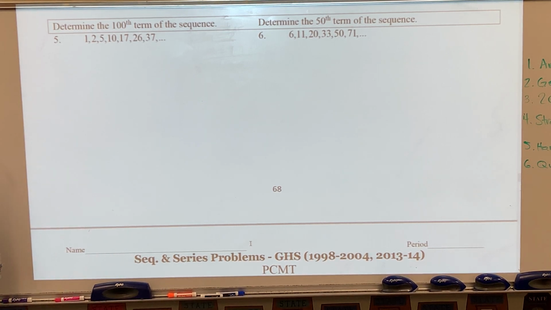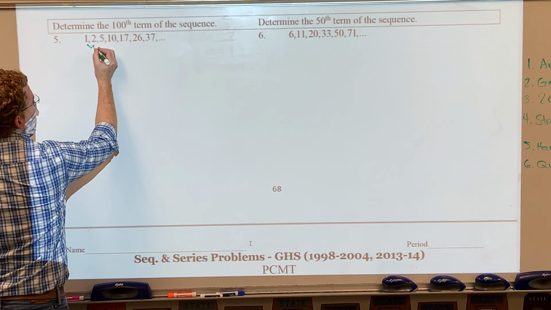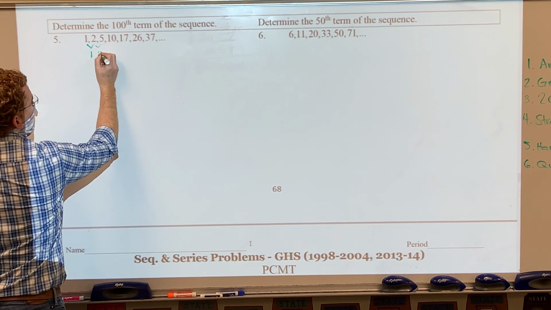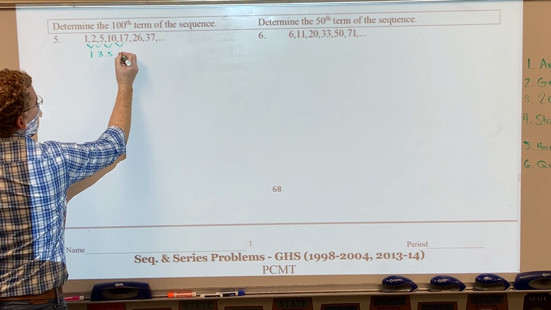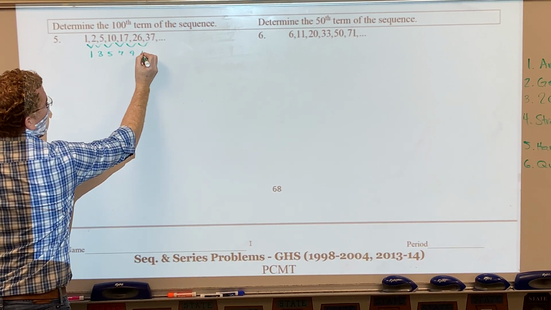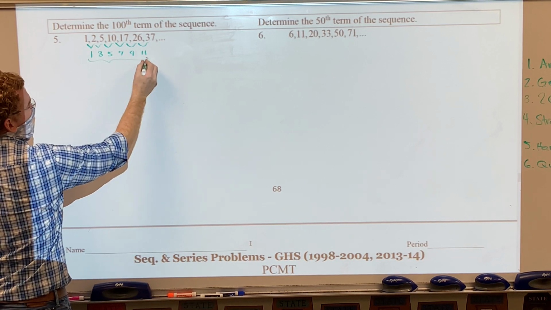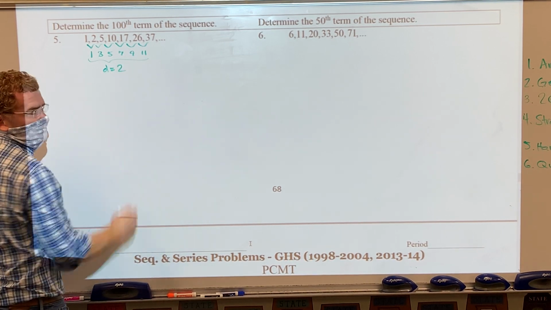So technically, you could use that initial method if you wanted to. I don't encourage you though, because you could have the equation and then use the equation. So I'm going to find the equation. First, I got to check to see what it is. 1, 3, 5, 7, 9, 11. So sure enough, that's arithmetic, and the common difference of that is 2.